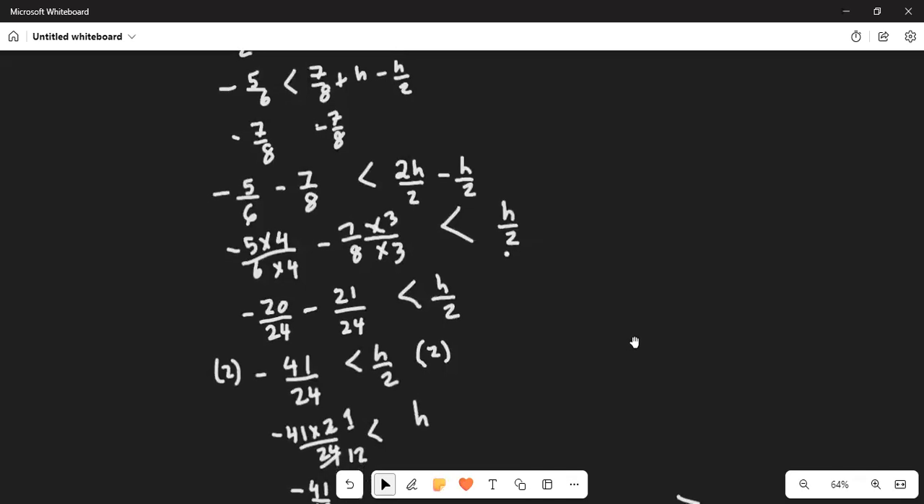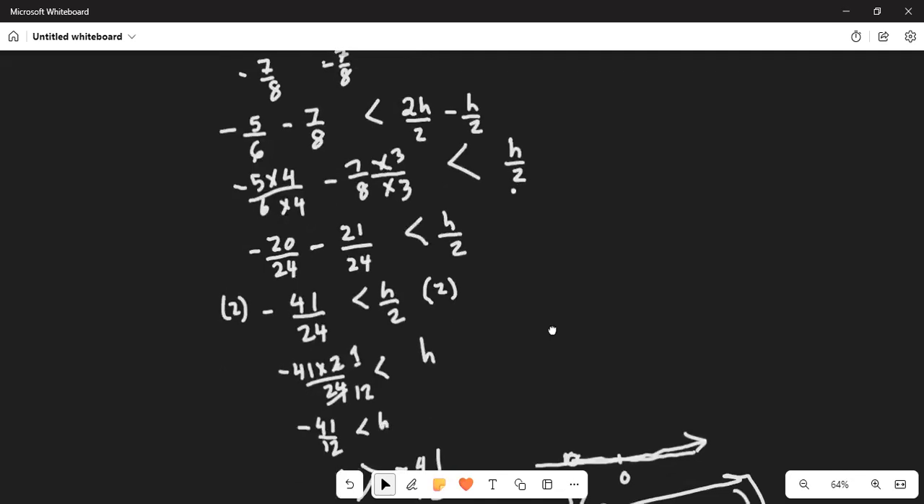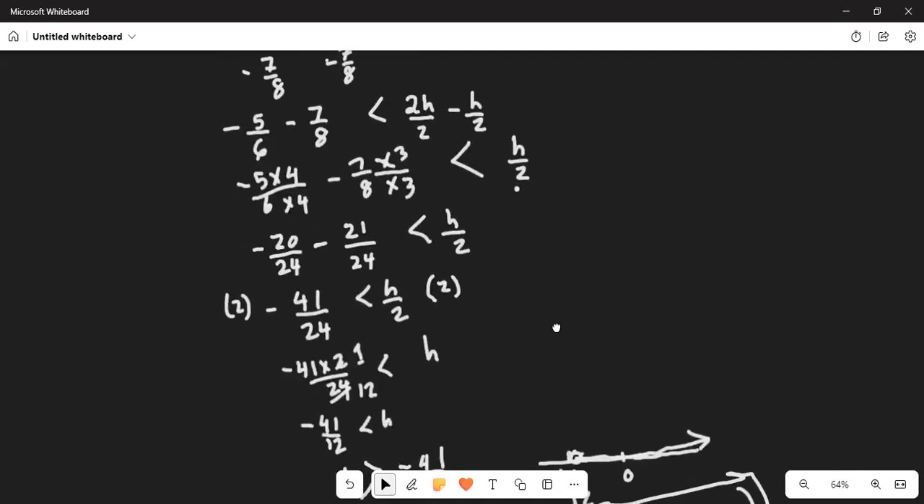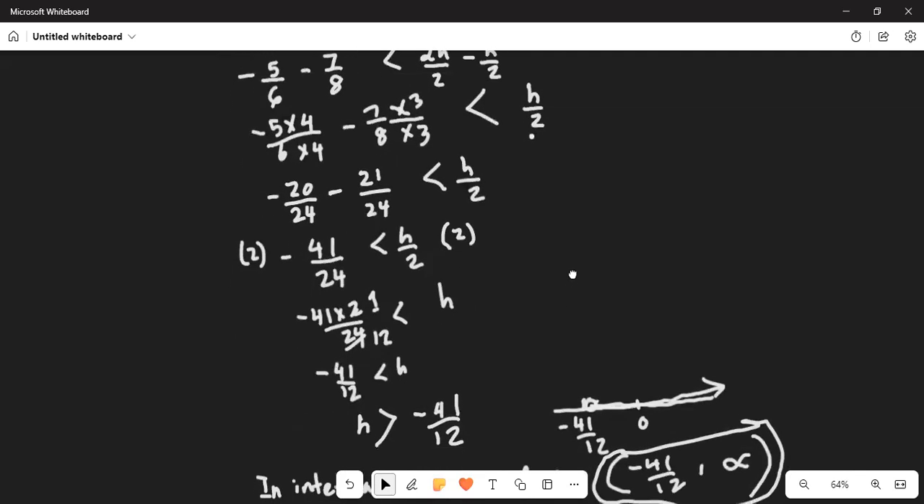Okay, less than h over 2. Now I want to separate the unknown variable h from the numbers. So h divided by 2, I will do the opposite, and this 2 will cancel with this 2 in the denominator. On the right-hand side of the inequality, I will have h. On the left-hand side, I will have minus 41 times 2 divided by 24. Now 2 goes into itself one time, and 2 goes into 24 12 times. So on the left-hand side of the inequality, I have minus 41/12 less than h.